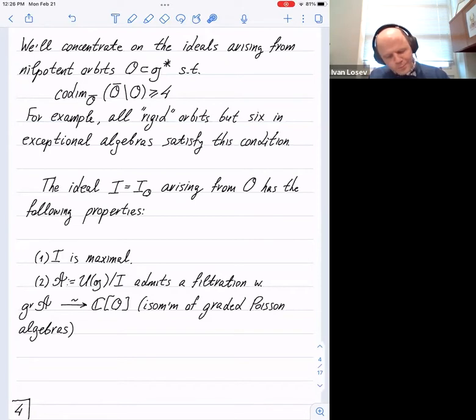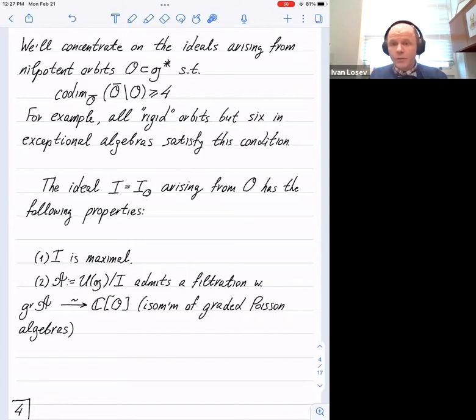Now, we have a certain procedure, and it may become clear from the next slide how this works. From this orbit O, I can produce an ideal, which I will call I sub O. And it has the following two properties. So first of all, this ideal is maximal, and every maximal ideal is primitive. Second of all, if I form the quotient, let me call it now A, the quotient of the universal enveloping algebra by the ideal I.